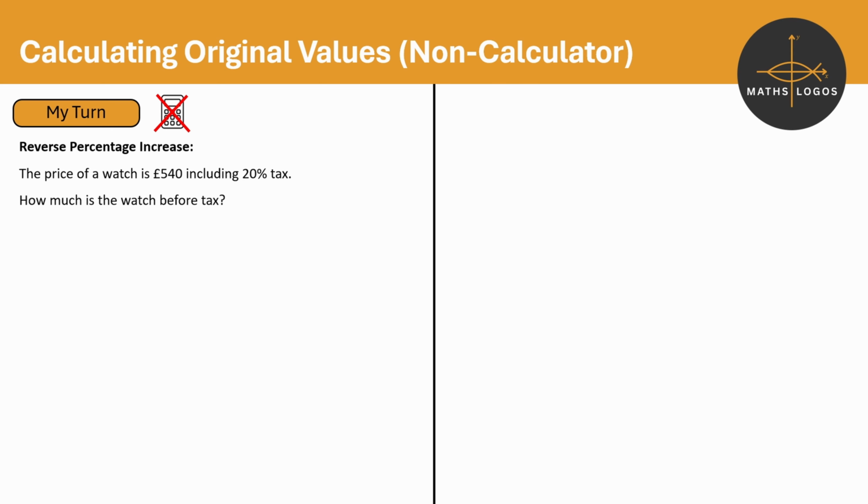Hi everyone, in this lesson we're going to look at calculating original values without a calculator. Our first example is of a reverse percentage increase question. The price of a watch is £540, including 20% tax. How much is the watch before tax?